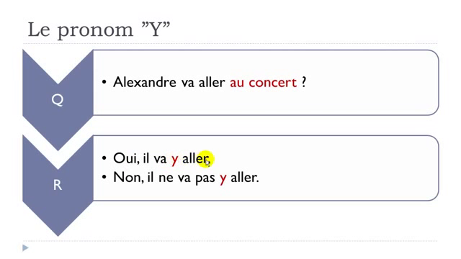Il va y aller. Negative form, non. Il ne va pas y aller. Okay, so your negative form is before and after the first verb, and that's the key thing. Okay, and then your pronoun is coming before your second verb. Okay, so your pronoun "y" should be always before your second verb.